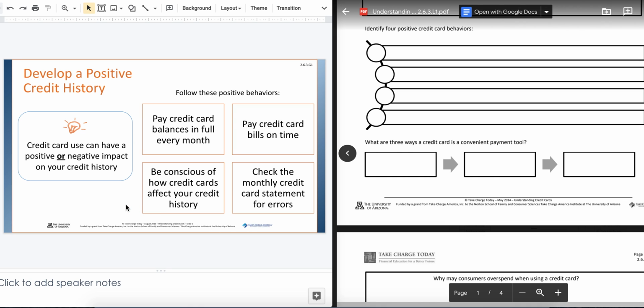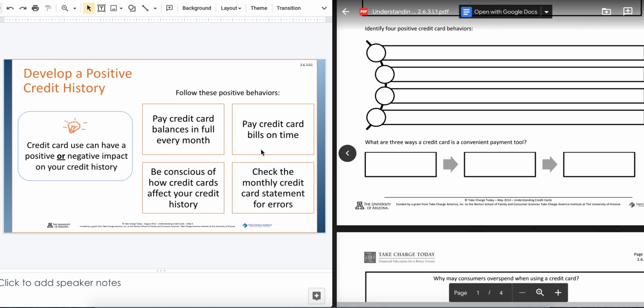Developing a positive credit history is going to have a huge impact on your future. And in order to actually develop that positive credit history, we have 4 key things that we want to make sure we're doing. We want to try and pay our balance in full every month, anytime that is possible. We want to pay off as much of that borrowing as we can. That way we're paying as little interest as possible. And we are paying it off in a timely manner.